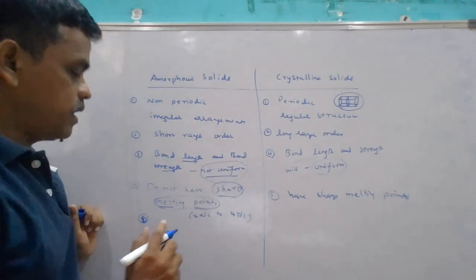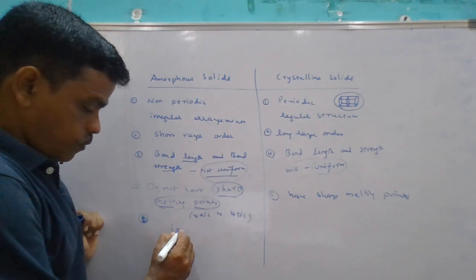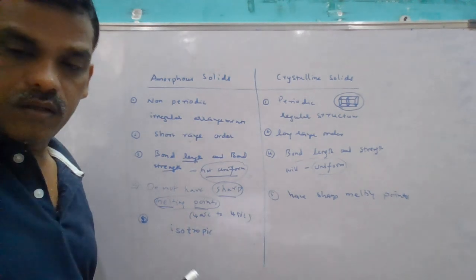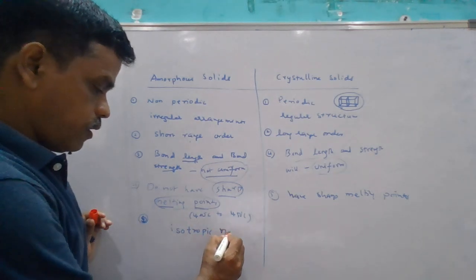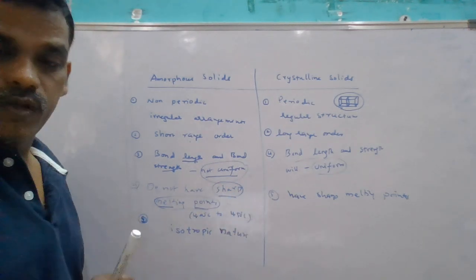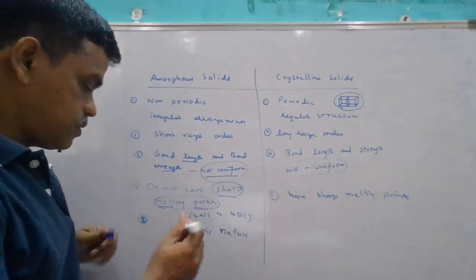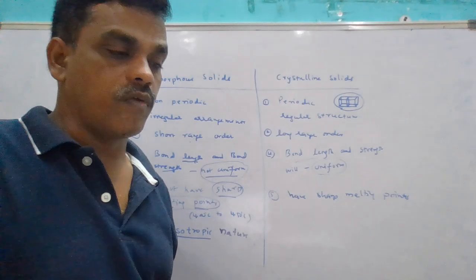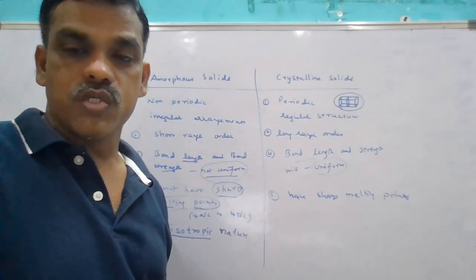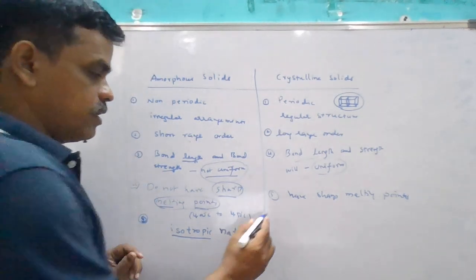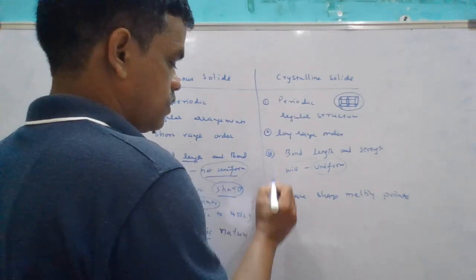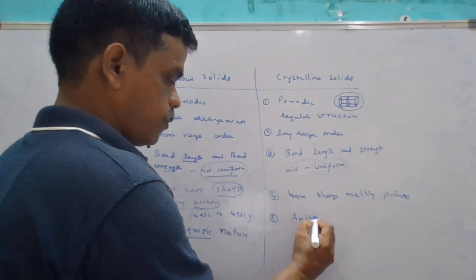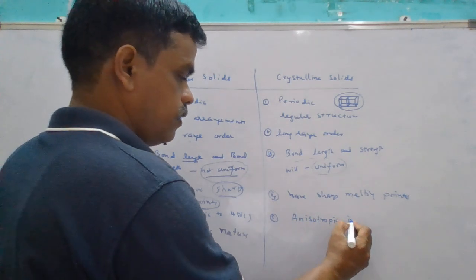Next, the fifth point will be isotropic in nature. Isotropic means in all the directions, the physical properties will be the same. That means that is isotropic in nature. What about here? This is third, this is fourth, this point will be fifth. This is anisotropic in nature.